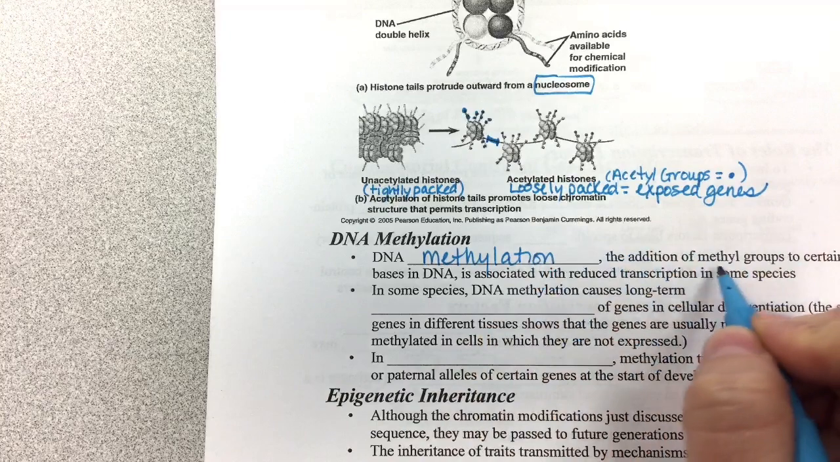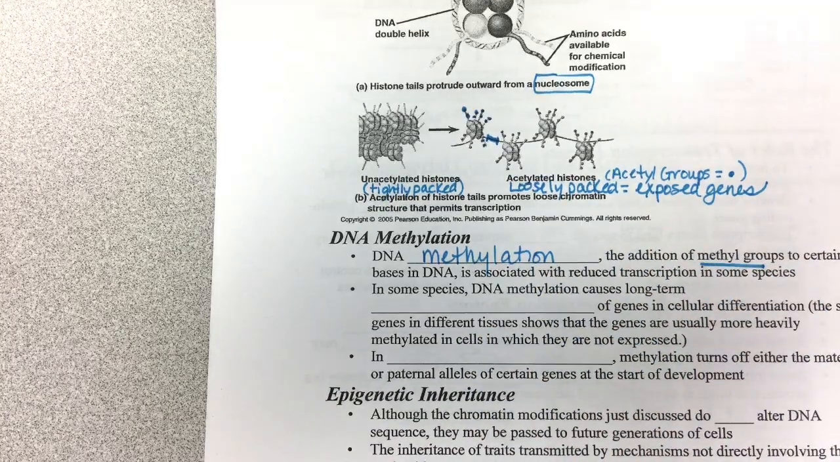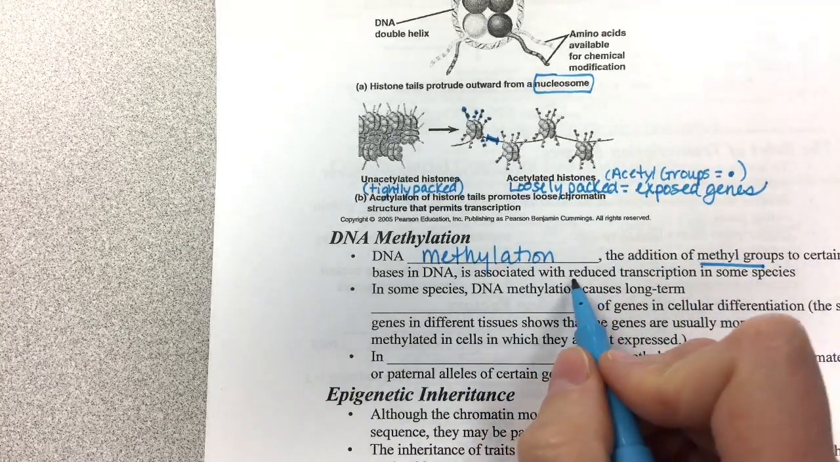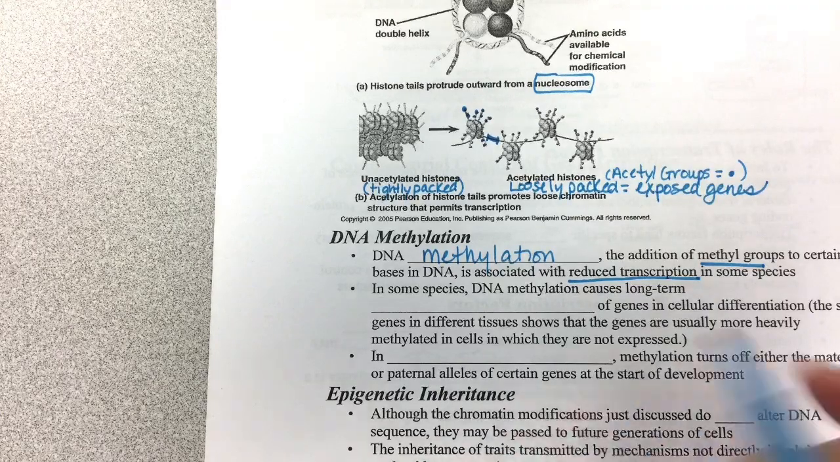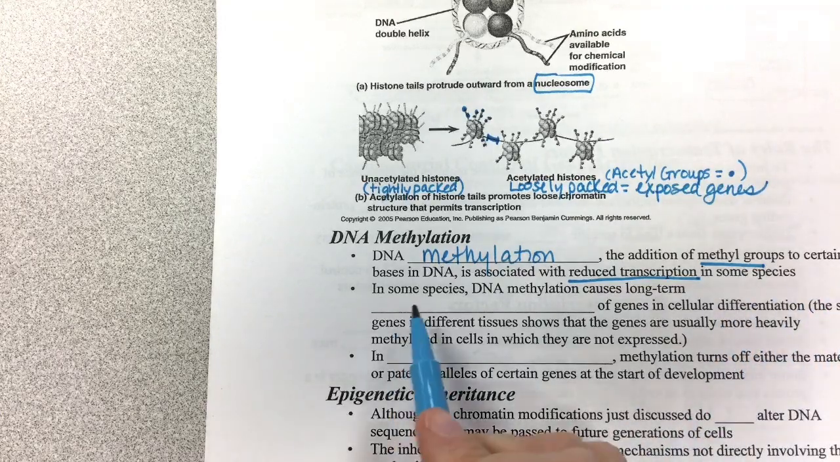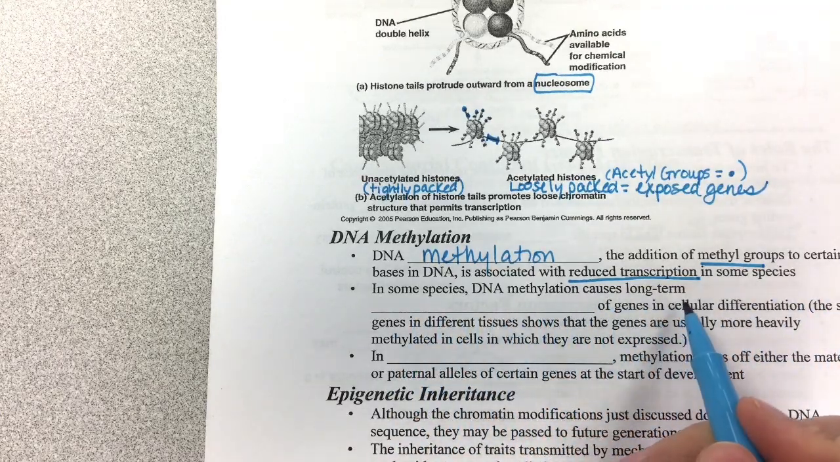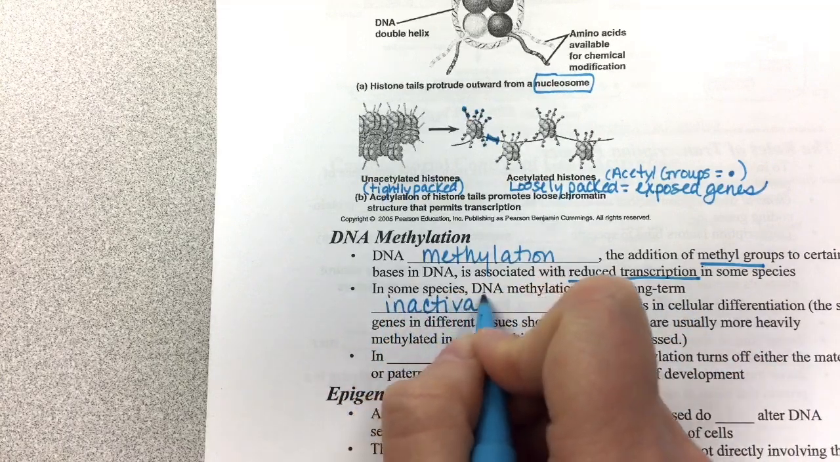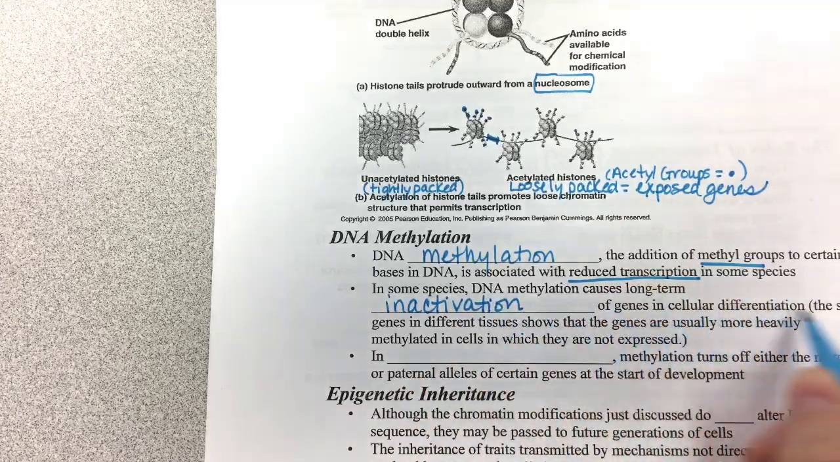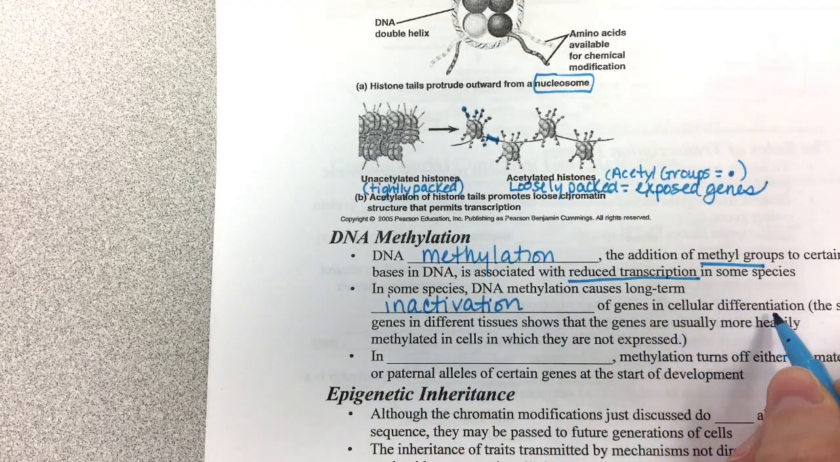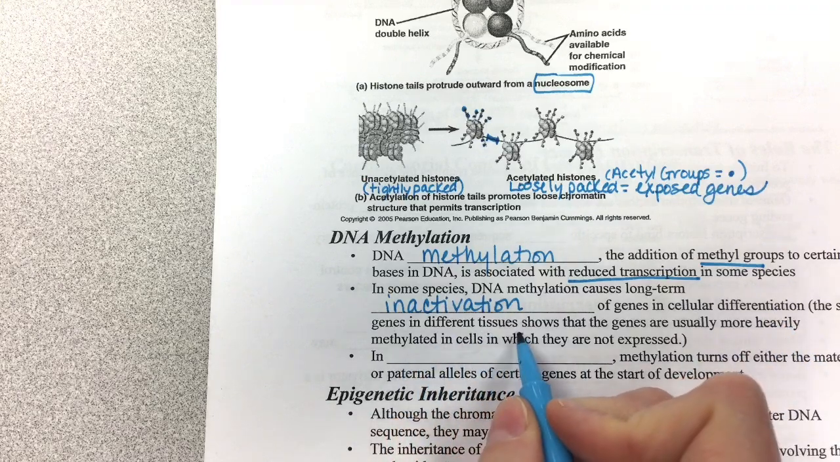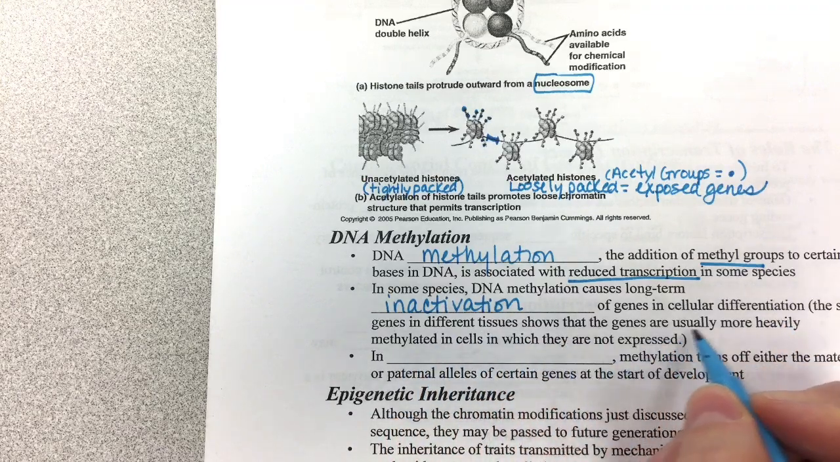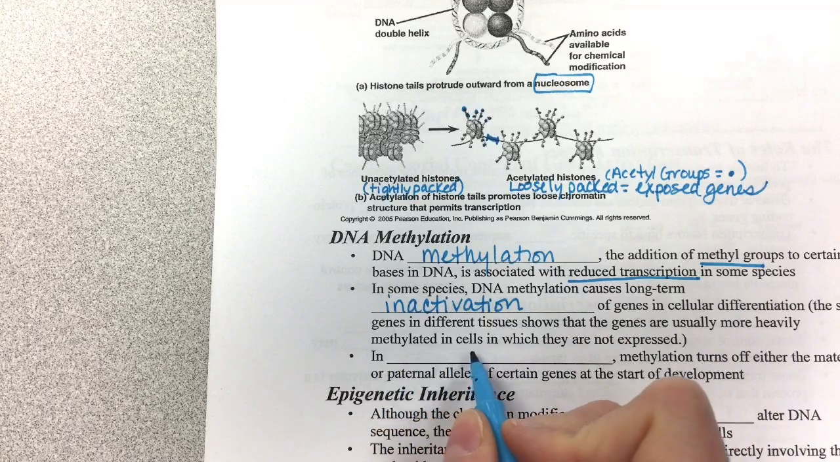the addition of methyl groups to certain bases in DNA, is associated with reduced transcription in some species like us. In some species, DNA methylation causes long-term inactivation of genes in cellular differentiation. So that means the specialization of the cells. The same genes in different tissues show that the genes are usually more heavily methylated in cells in which they are not expressed.